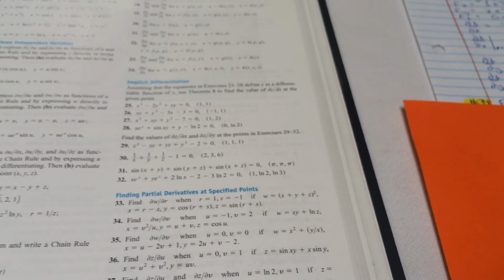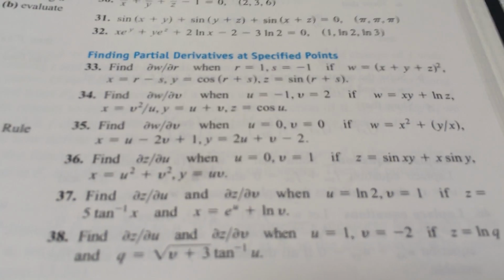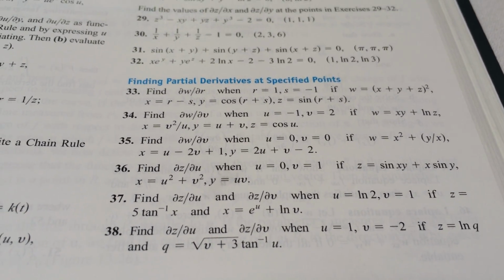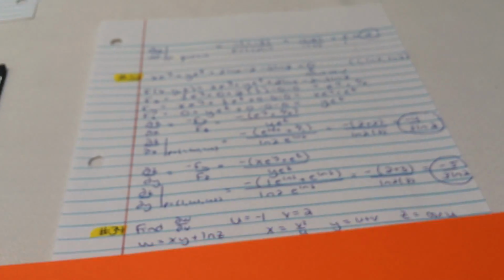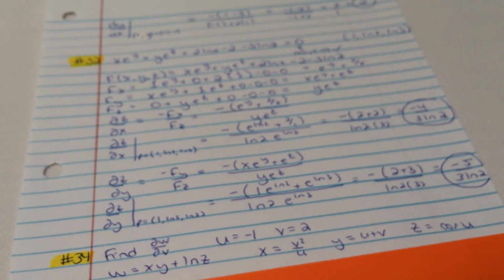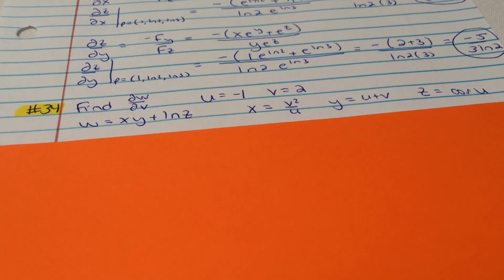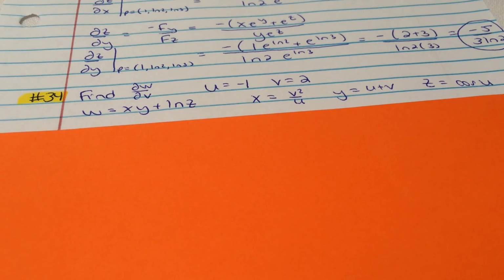Finally, at the bottom of page 721, 33 to 38, they're having you find partial derivatives at specified points. So same thing, basically, that you've been doing, but anyway, whatever. Here, notice they're just asking you for one piece. This would have 2 different answers.